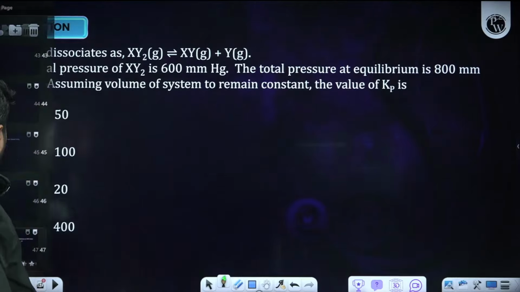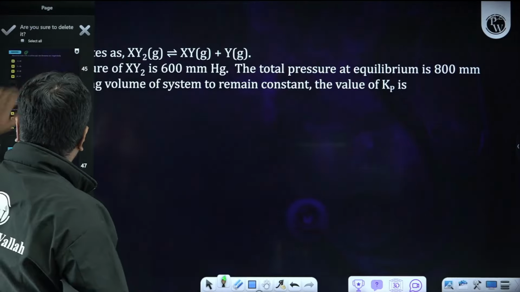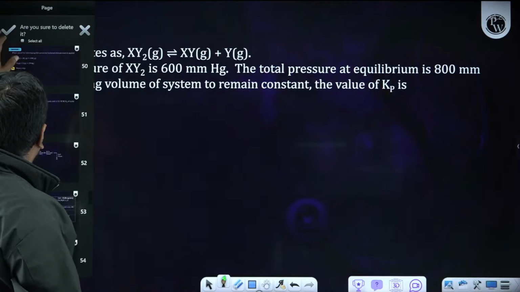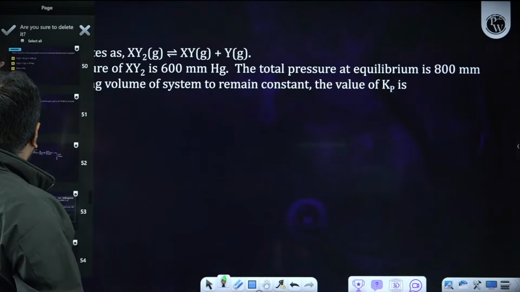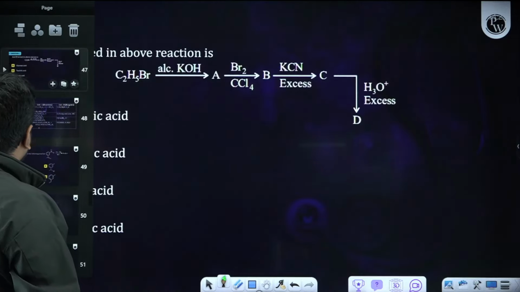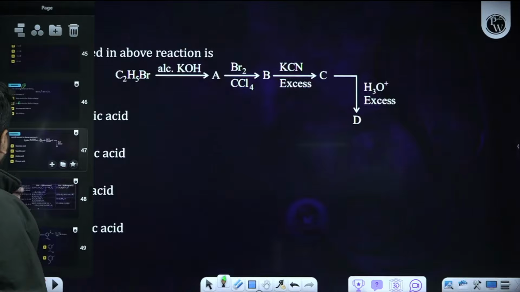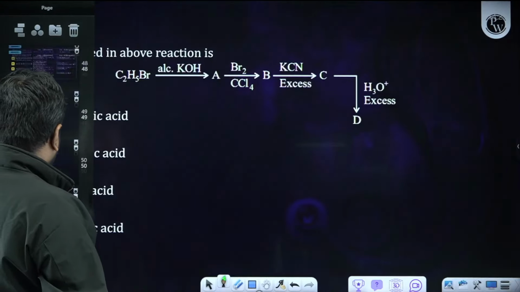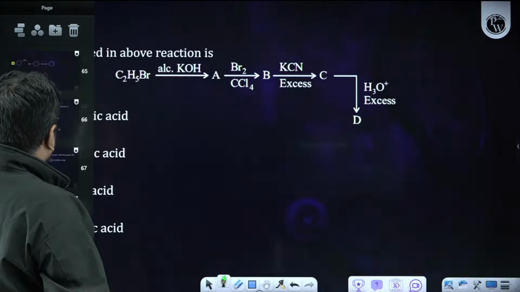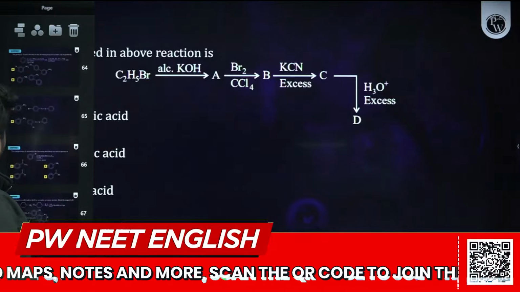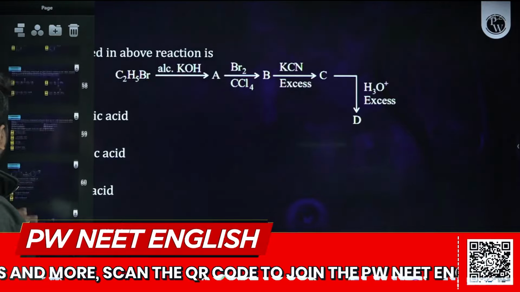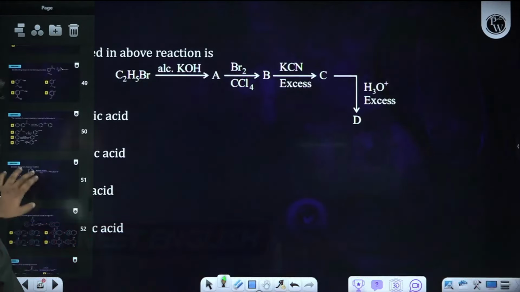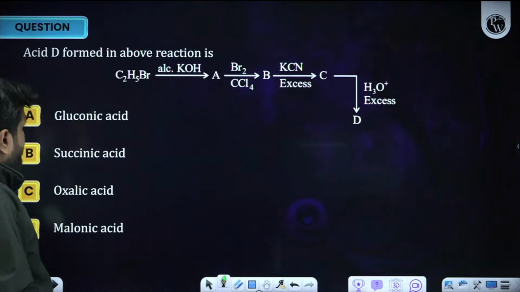Now I am moving into organic chemistry. Is everyone ready to solve organic chemistry questions? Only a few questions are there in organic chemistry, so try to solve. It will be very simple. So let me start from this question. Yes, first question.